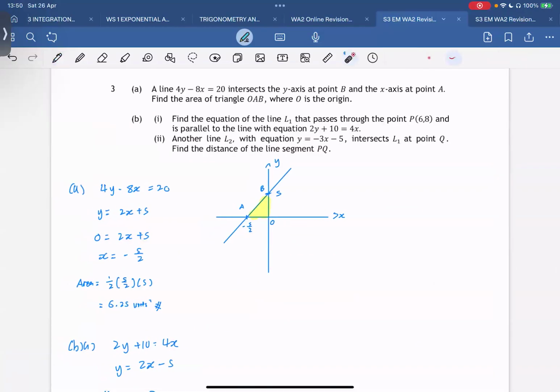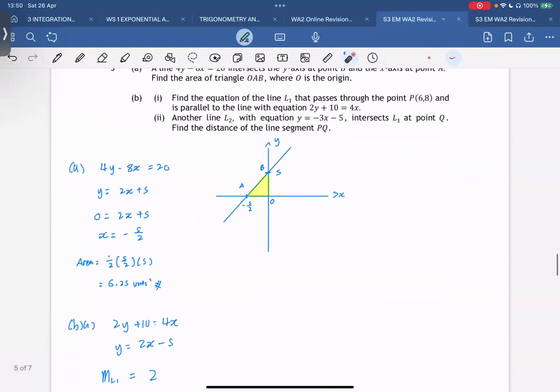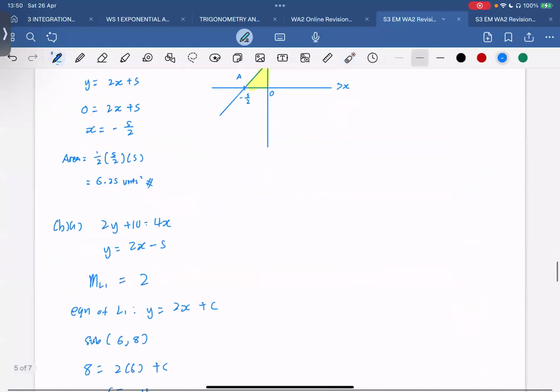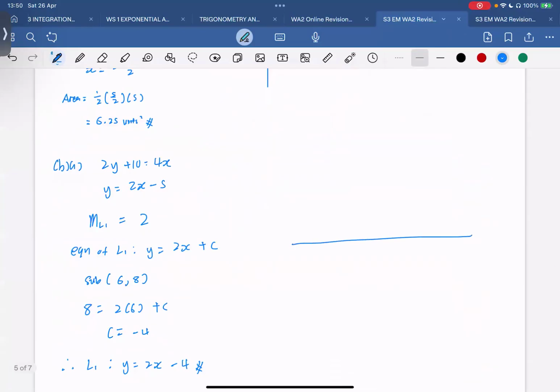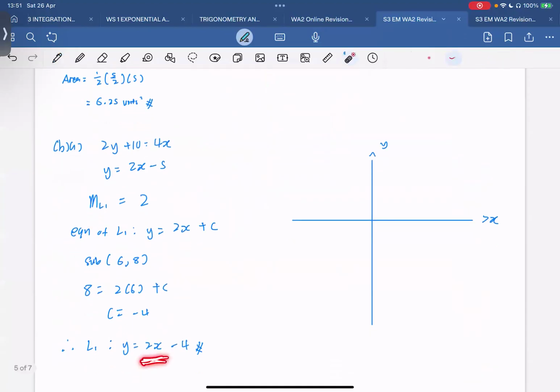Okay, lastly, part 2. Another line L2 with this equation intersects line 1 at point Q. Find the distance of line segment PQ. Okay, so if this sounds very confusing, you can always draw out. So previously we have line L1, right? L1 is positive gradient 2, so upward sloping. Y-intercept is negative 4. So it must be something like this. Okay, this value will be negative 4. This is equation L1.